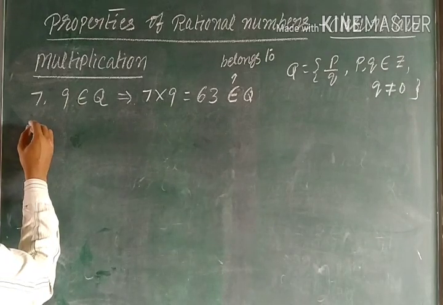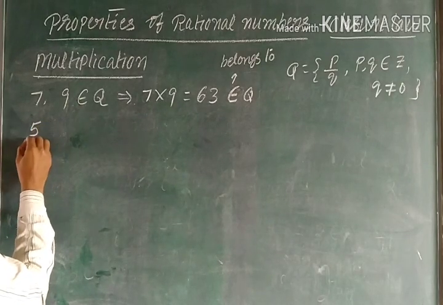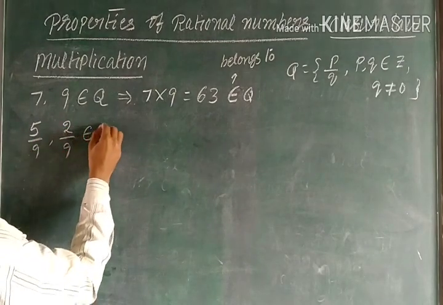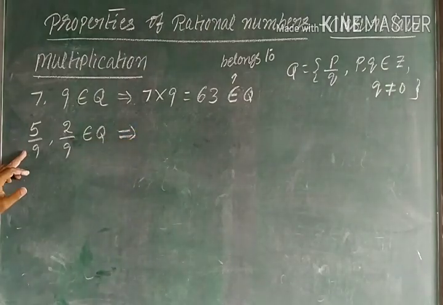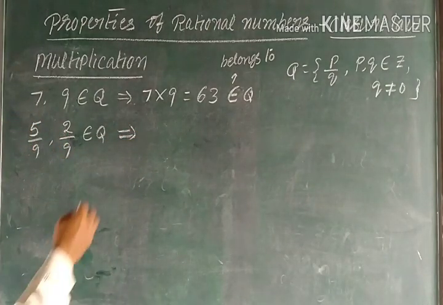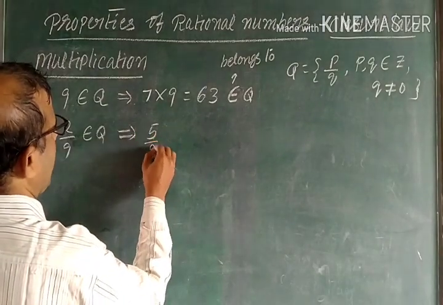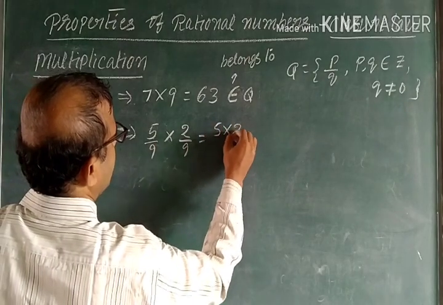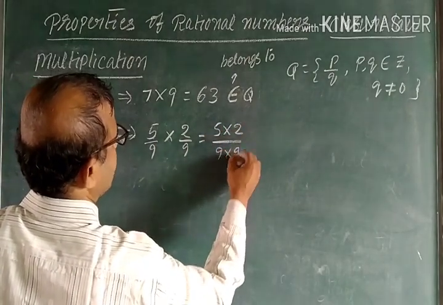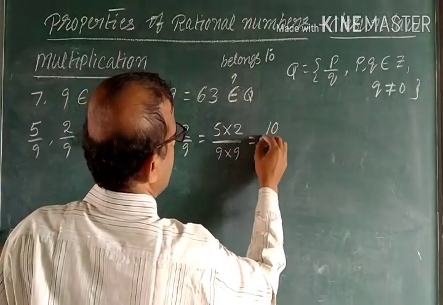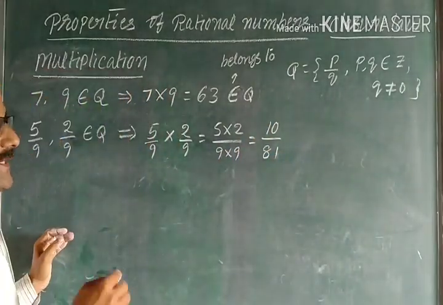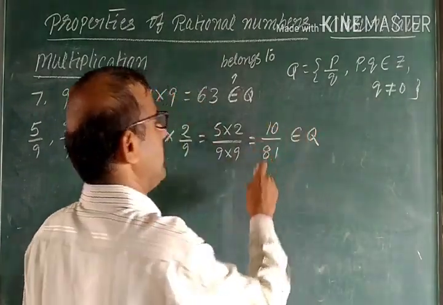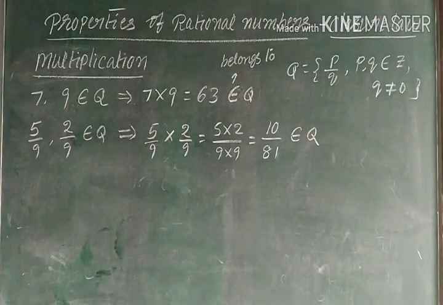Next one is another example. 5 by 9 comma 2 by 9 belongs to Q. So if 5 by 9 is a rational number, 2 by 9 is also a rational number, then their product 5 by 9 into 2 by 9 equals multiply the numerators and multiply the denominators. That equals 5 2s are 10 by 9 9s are 81. So 10 by 81, 10 by 81 belongs to Q. So 10 by 81 is also a rational number.